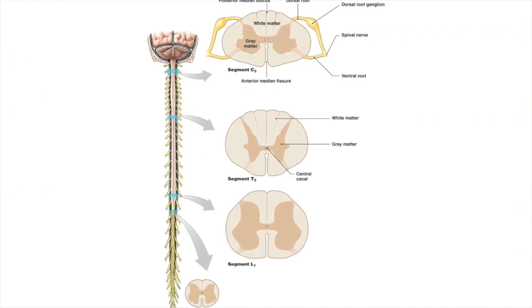If we look at a cross-section of the spinal cord like this, we'll see it's made up of white matter and gray matter. The white matter is myelinated axons, and the gray matter is mostly cell bodies and dendrites.